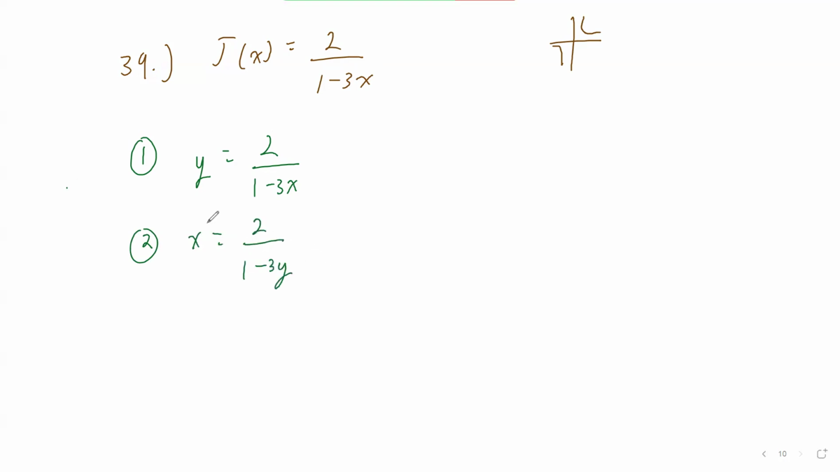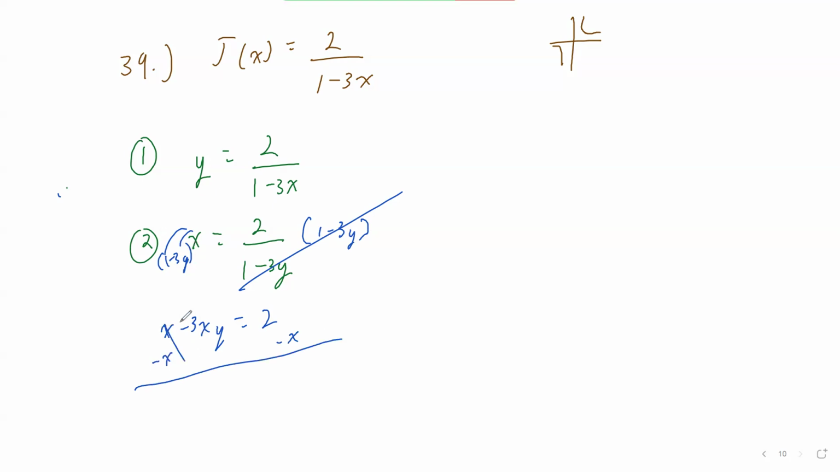And then now solving for it, I'm actually going to multiply both sides by 1 minus 3y, so I can get rid of the fraction here. And so this will give me x minus 3xy after I distribute there. Gives me 2. And then I'm solving for y, so I need to get everything away from the y. So I'm going to subtract x. I get negative 3xy equals 2 minus x. And then I would divide by negative 3x.